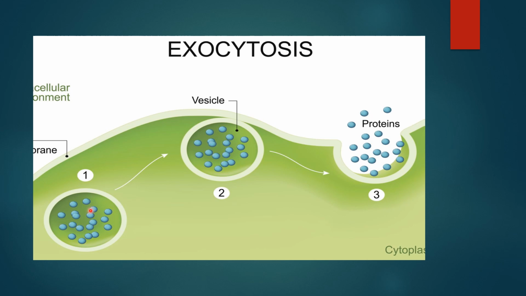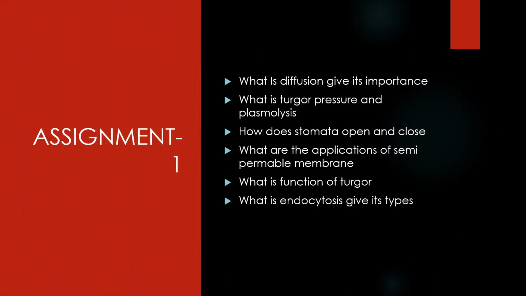The cell is capturing materials from inside the cell and they are making vesicles or vacuoles. When this vacuole goes near the cell membrane, it bursts, releasing proteins or waste materials out of the cell. And the membrane of the vacuole fuses with the cell membrane. This process is called exocytosis.